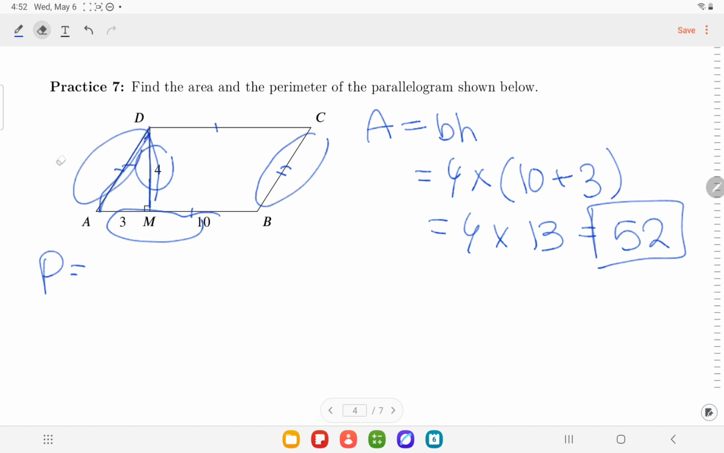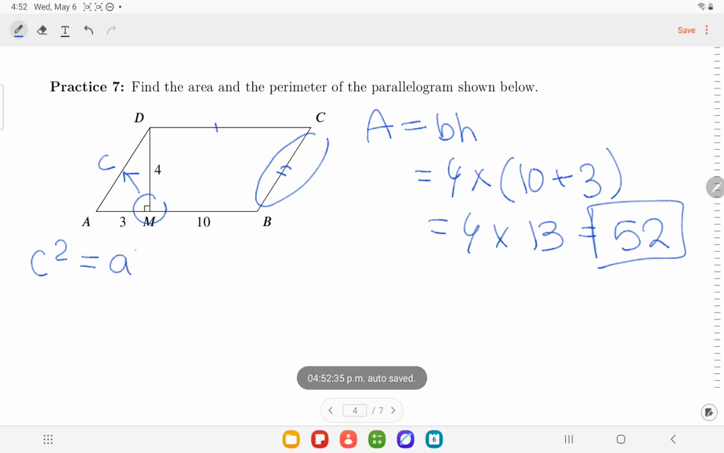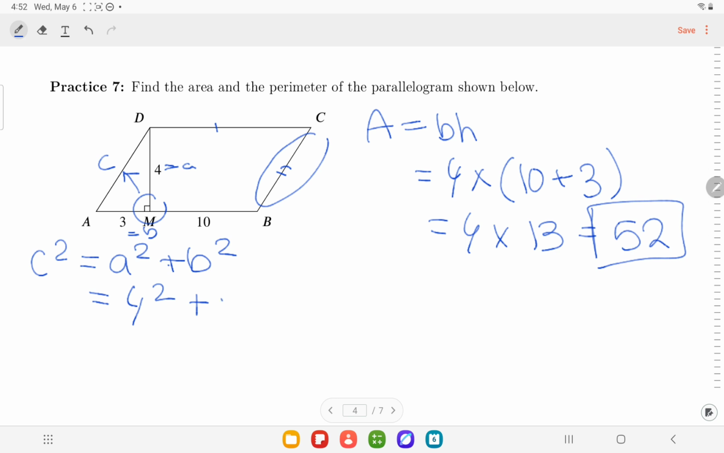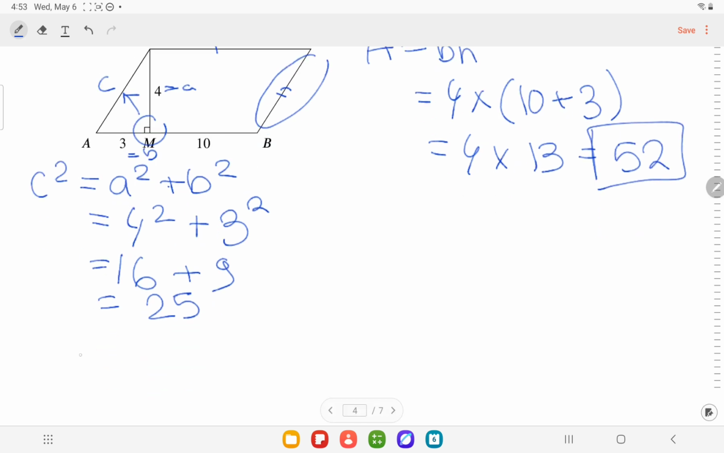And we can do that using the Pythagorean theorem because we have a right angled triangle right here, and we know that the side opposite is our hypotenuse. So we can find our c using c squared is a squared plus b squared, and this can be our a, and our 3 can be our b. It doesn't matter which one is which. So we'll have 4 squared plus 3 squared. So our c is going to be the square root, which is 5.